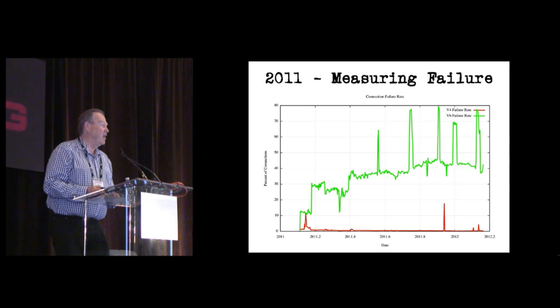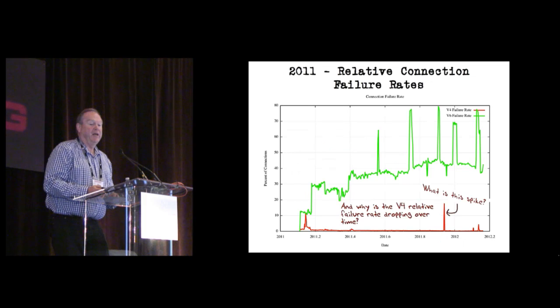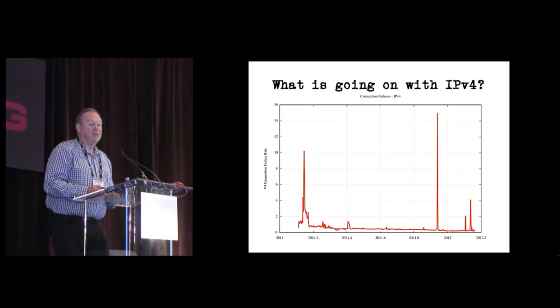That's the green line. The red line, by comparison, was V4, was looking just fine. So there was a real question, why was V6 so shonky at the time? And even in V4, there were kind of spikes and noise points. So what was going on with V4?